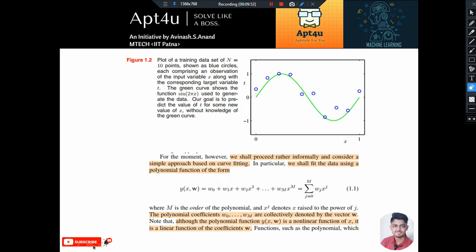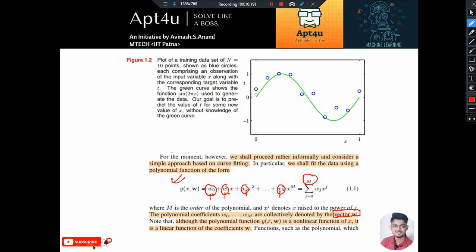Considering this polynomial function, m is the order of the polynomial, and the terms w0, w1, w2 and so on are the coefficients of the polynomial. These are collectively known as the vector w, right? So these collectively form the vector w.